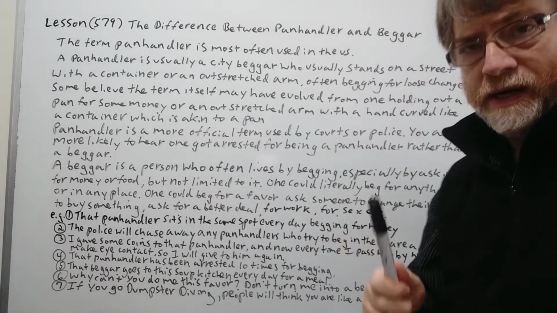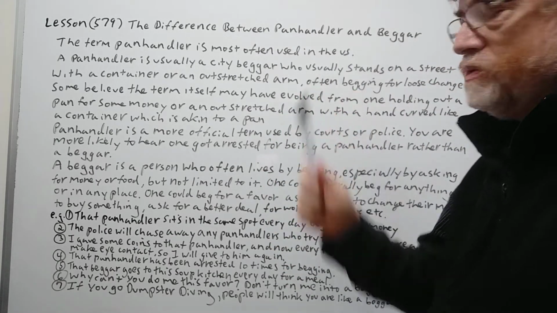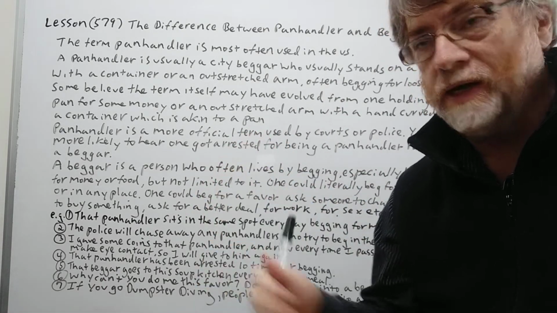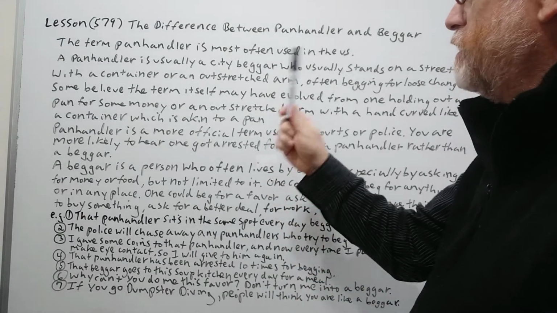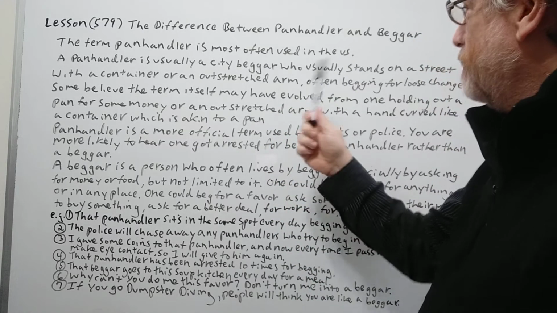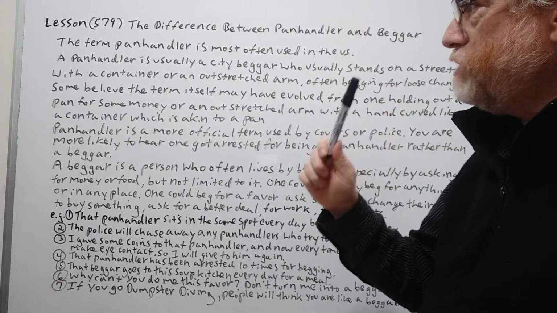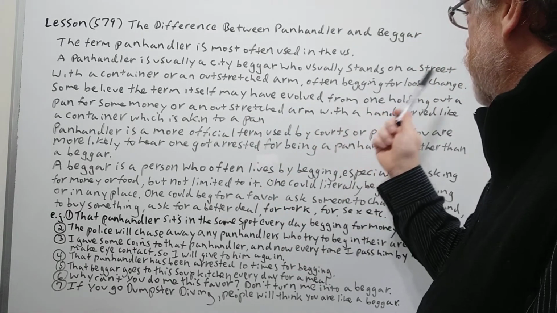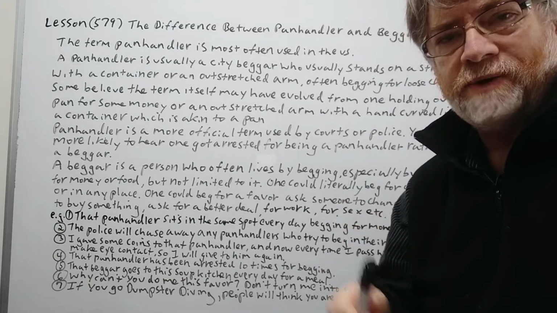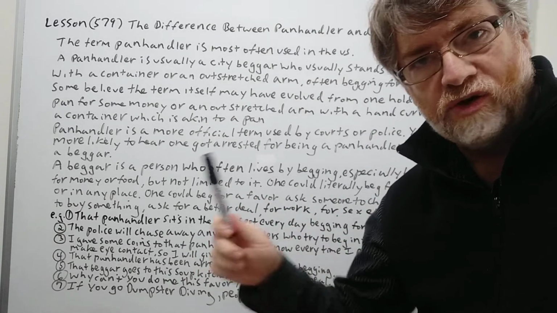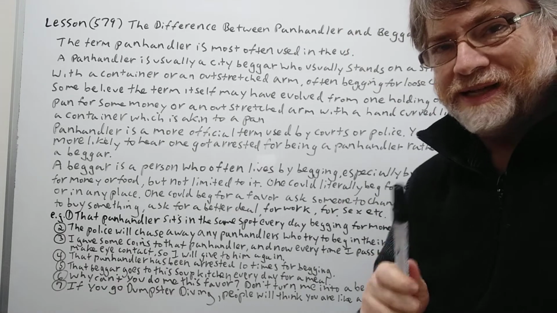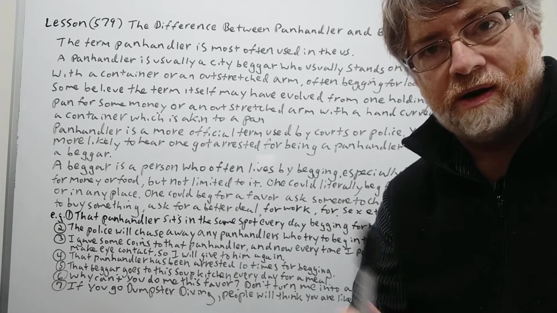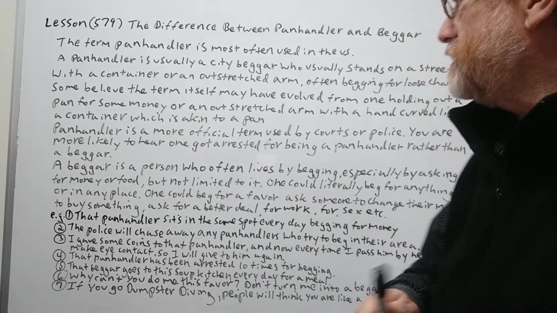The term panhandler is most often used in the U.S., so that's one difference right away. The British don't usually use the term panhandle. Let's continue. Panhandler is usually a city beggar who usually stands on a street with a container or an outstretched arm, often begging for loose change. All right, so this is the point right here. There's definitely crossover. Basically, all panhandlers are beggars, but not all beggars are panhandlers. Kind of like that.